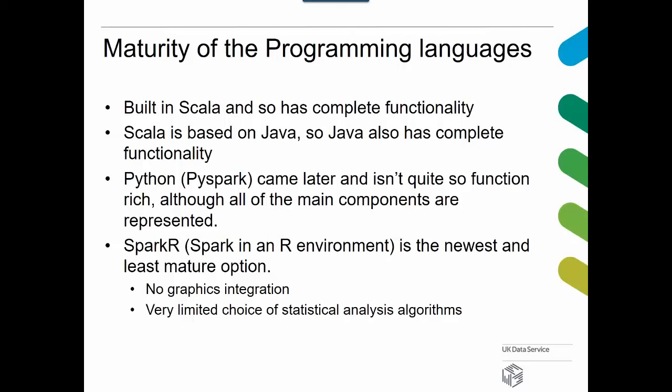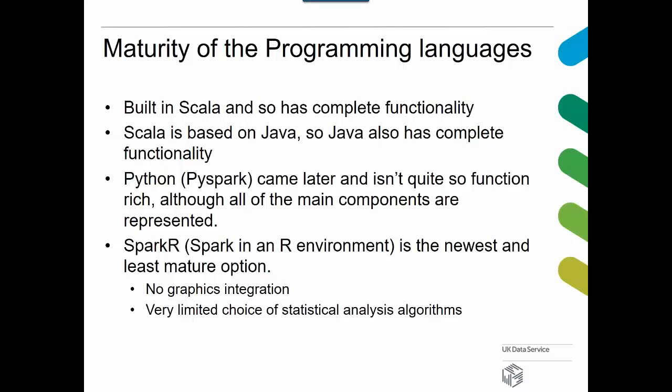Python, or PySpark as it's called, came a bit later and doesn't quite have all of the functionality, although the main components are there, and frankly you'd have to do something pretty complex and unusual to find something that you can't do in PySpark and you would have to do in Scala. So it's not really much of a restriction using Python, and of course it's a big bonus if you're used to using Python, because of the way it's integrated. The Spark libraries for Python just look as if you've installed another package, another library, in your Python environment. And it's similar with SparkR.